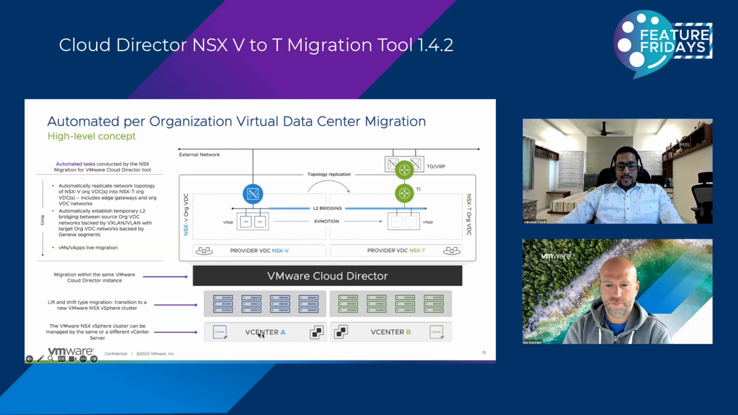So if you look here, in this example, we have two vCenter servers and a single VCD, meaning that VCD is integrated with both vCenter A and vCenter B. And in that case, your PVDC, which is this one, is in vCenter A, and this PVDC is in vCenter B, meaning it will do an L2 bridging for every org VDC network and XVMotion in this scenario.